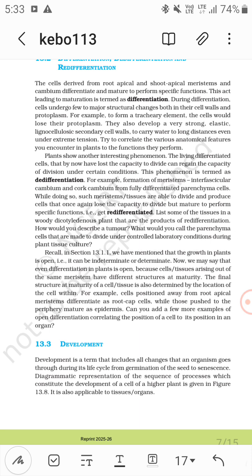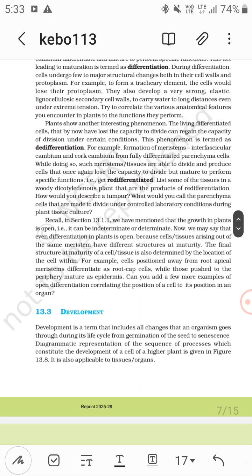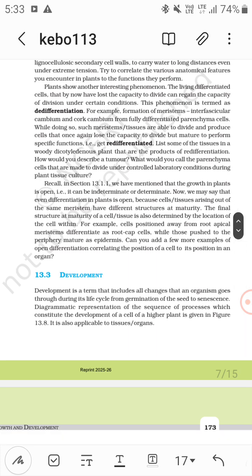Tumor tissue culture. Cells positioned away from the root apical meristem differentiate as root cap cells, while those pushed to the periphery mature as epidermis. So root cap cells and epidermis, remember that.